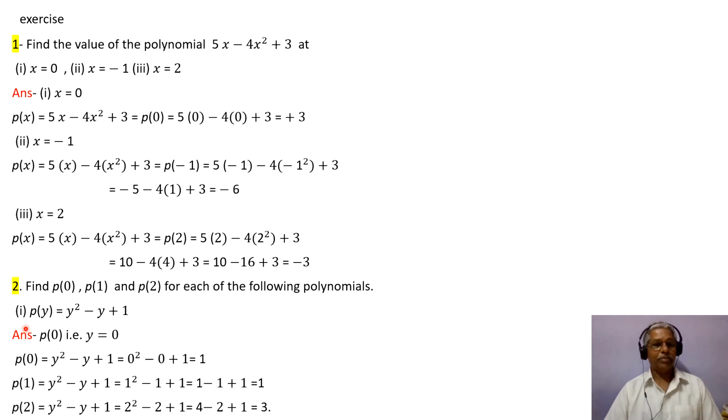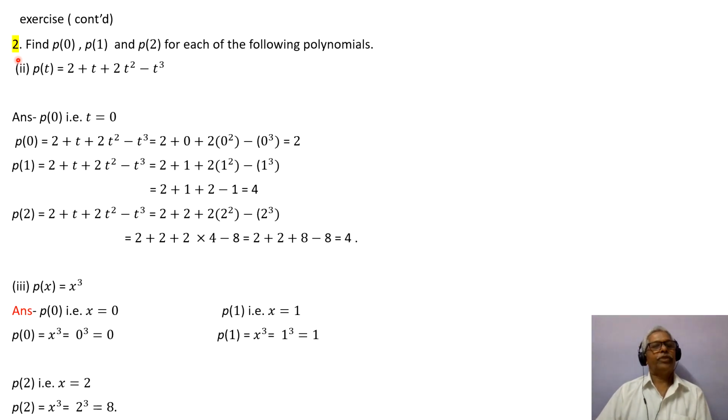Second one: find p(0), p(1) and p(2) of each of the following polynomials. There are many. First one, p(y) equal to y square minus y plus 1. When it is y here, you have to have an expression in y. When y equal to 0, replace all these y's by 0. So p(0) is, writing the expression, 0 square minus 0 plus 1, which is 1. p(1) is 1 square minus 1 plus 1, which is 1 minus 1 plus 1, which is 1. And p(2) is 2 square minus 2 plus 1, which is 4 minus 2 plus 1, which is 3. Very simple.